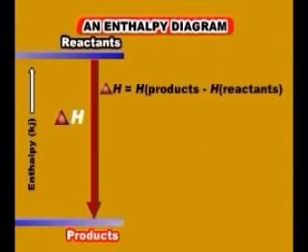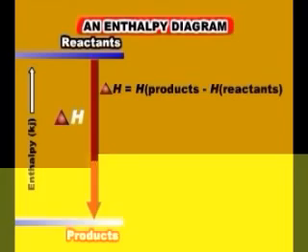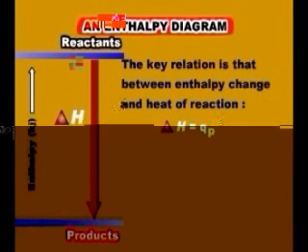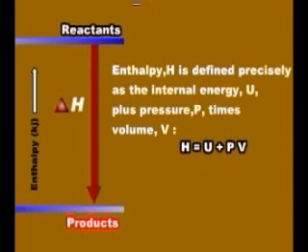The change in enthalpy for a reaction is obtained by subtracting the enthalpy of reactant from the enthalpy of the product. The key relation is that between enthalpy change and heat of reaction. Delta H is equal to Qp. The enthalpy of reaction equals the heat of reaction at constant pressure. The enthalpy H is defined precisely as the internal energy U plus pressure P times volume.